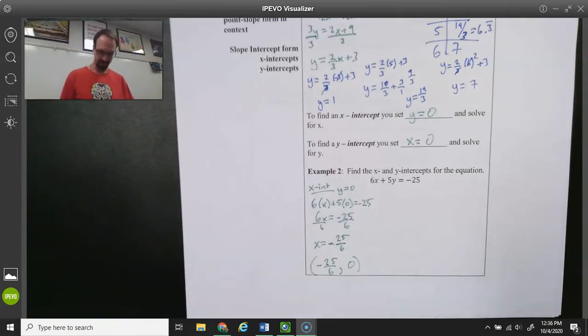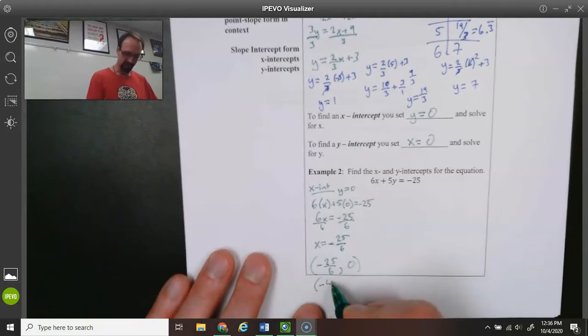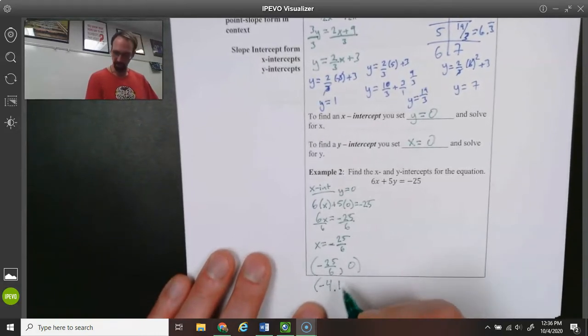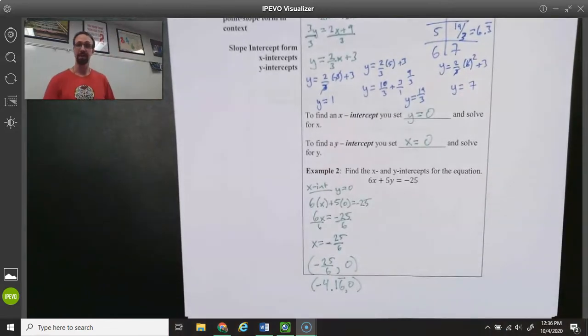Alright, so if I take negative 25 divided by 6, I get, again I spoke about this earlier, we want to use the repeating bar, negative 4.16 repeating, comma 0. Might help if I need to graph it, a good approximation of where to graph it.